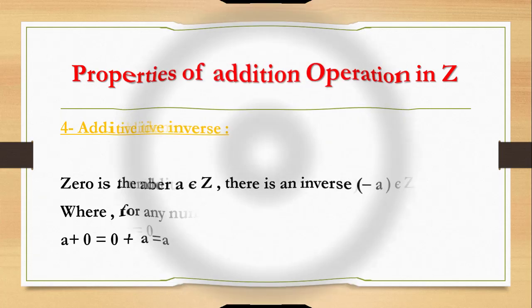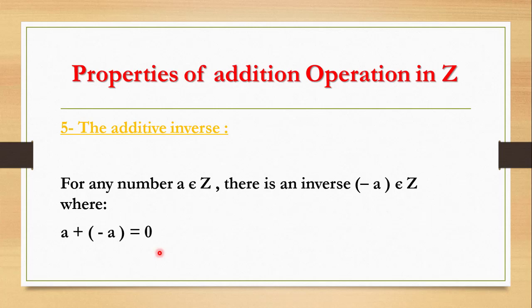Let's move to property number 5. We have the additive inverse. This property wasn't in natural numbers, but here in integers, each number has an inverse, the same value but with a different sign. So for any number a belonging to Z, there is an inverse. The inverse of a is negative a, also belonging to Z, where a plus negative a equals 0.